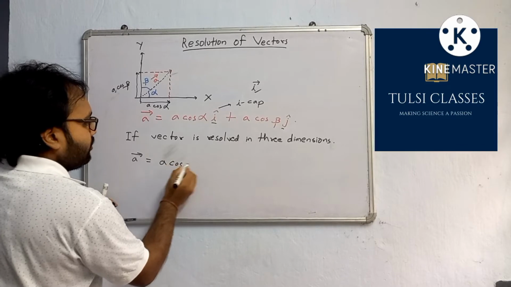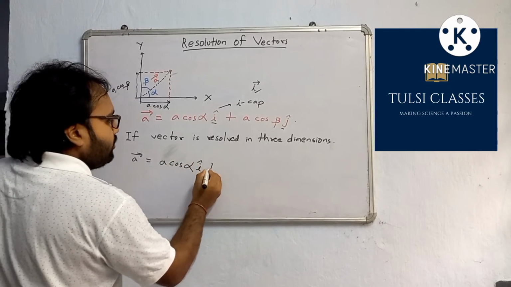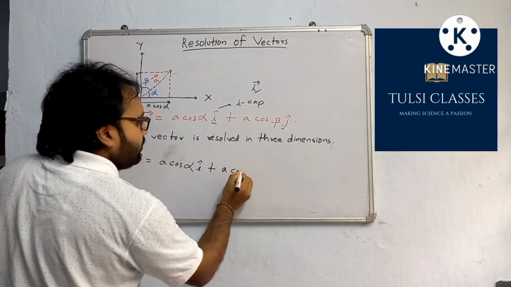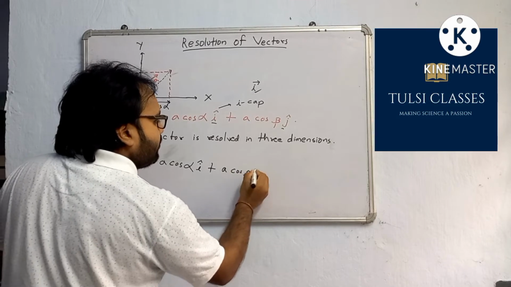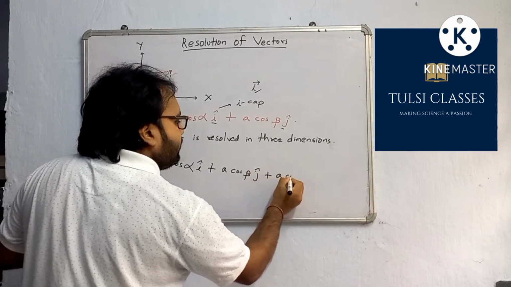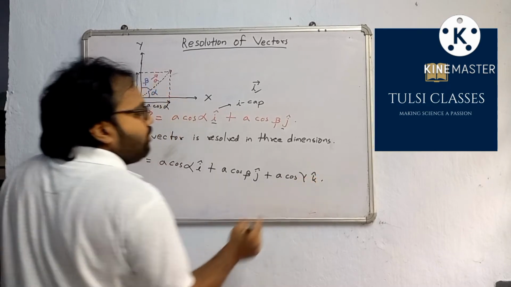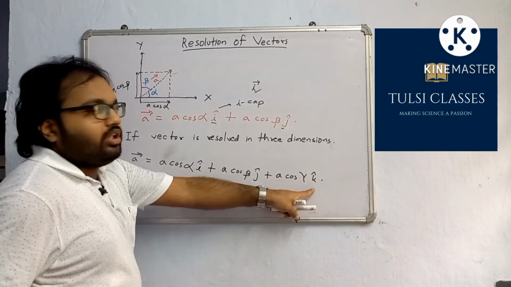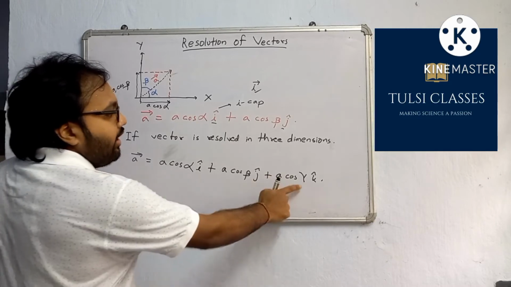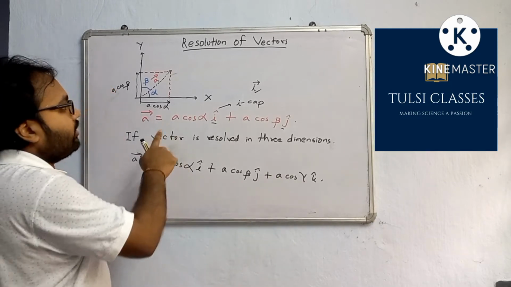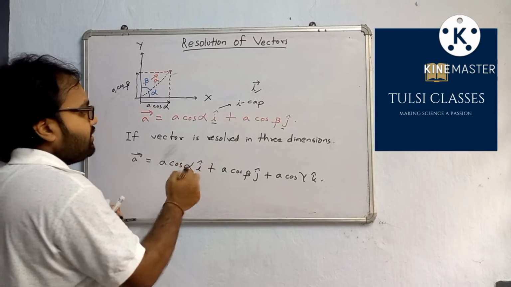A cos alpha i cap plus A cos beta j cap plus A cos gamma k cap. What is this k cap? K cap is a unit vector along the positive z direction and gamma is the angle that the given vector is making with the z axis.